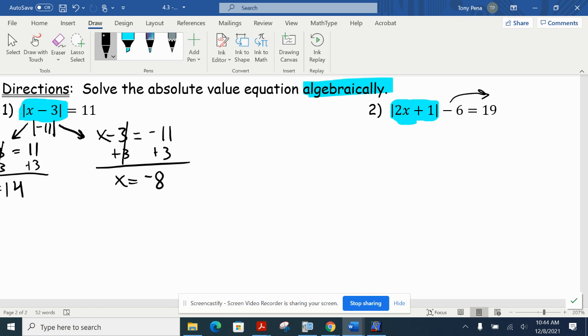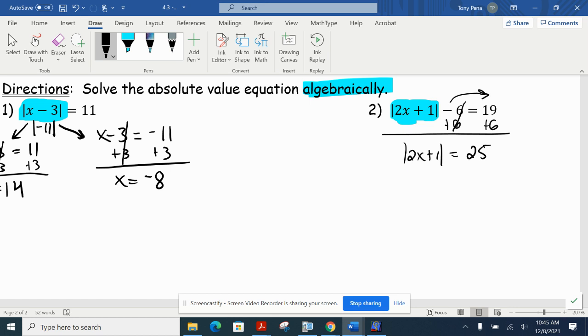How do we get rid of this -6? What would we just do to both sides, Maria? Good. So you're just going to add 6 to both sides. So then that goes away. And then now this absolute value part is all by itself. So that's what we want. And it now equals a 25.